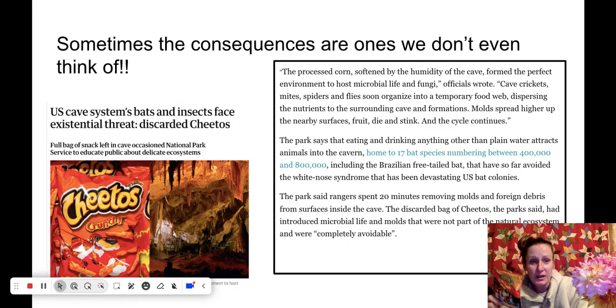Softened by the humidity of the cave, the Cheetos formed the perfect environment to host microbial life and fungi. Cave crickets, mites, spiders, and flies soon organize into a temporary food web, dispersing the nutrients of the surrounding cave and formations. Mold spread higher up the nearby surfaces, fruit flies die and stink, and the cycle continues. So basically, this one bag of Cheetos could mess up the entire ecosystem in these caves.